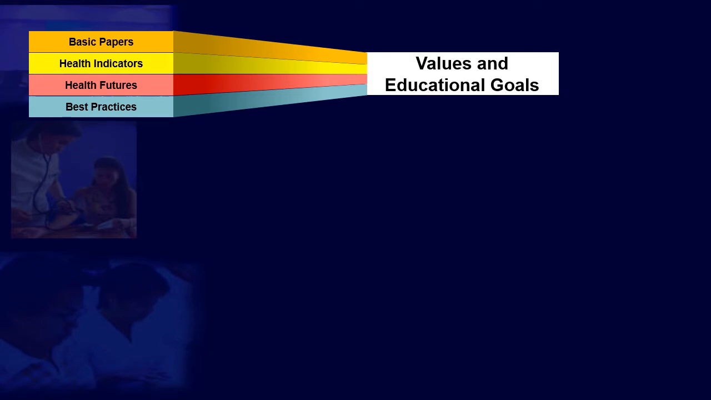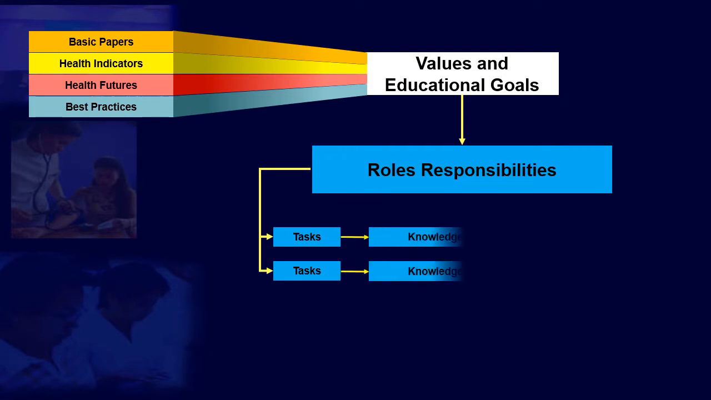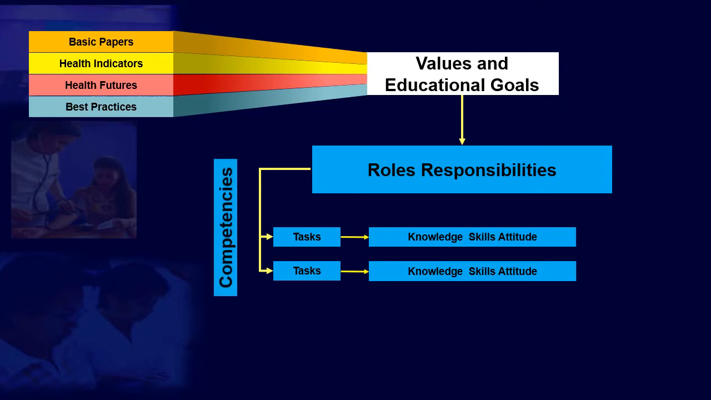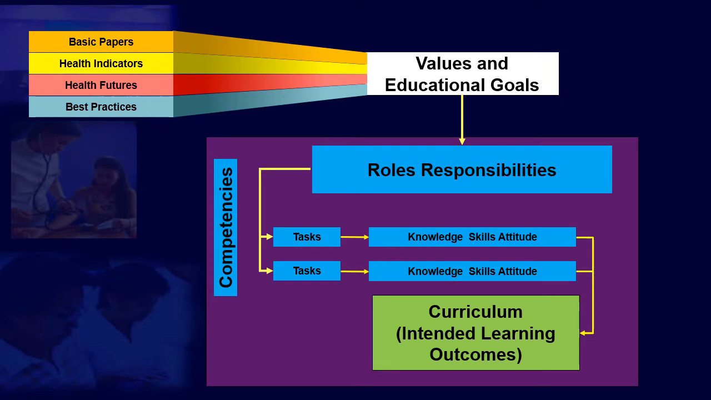These values and goals should in turn help define the professional roles and responsibilities that you want to develop among your target participants. These roles and responsibilities should then be broken down into specific tasks and their respective knowledge, skills and attitude requirements. Together they are your competencies, which should become the basis of all of your statements of intended learning outcomes.